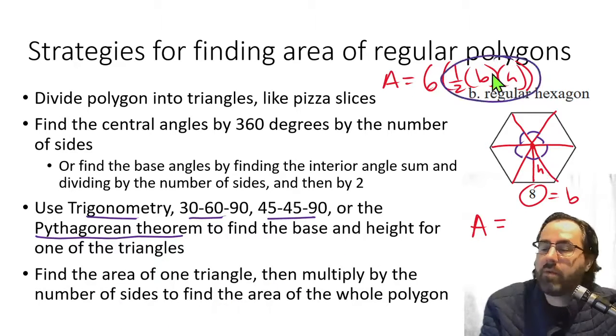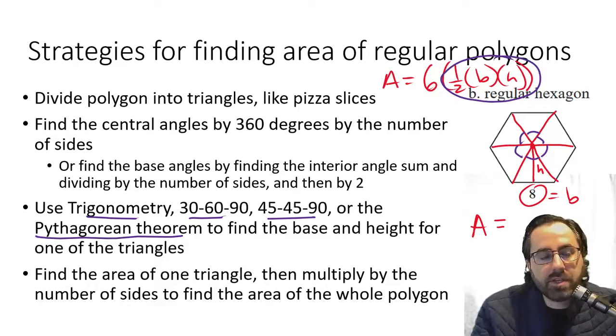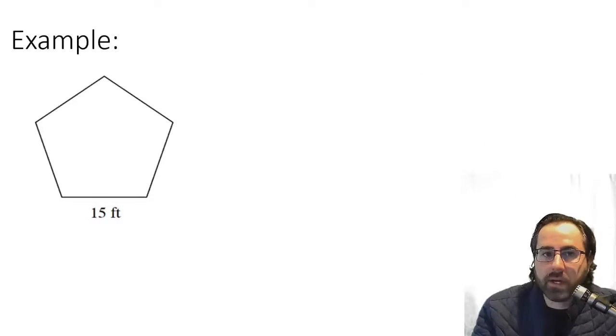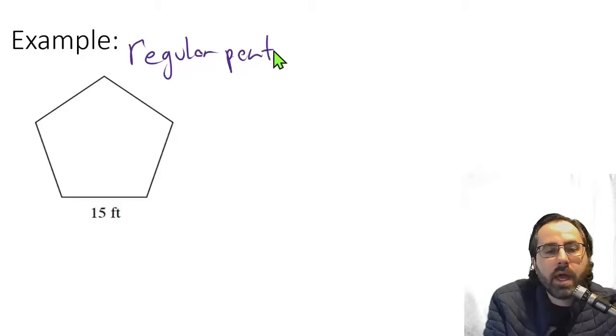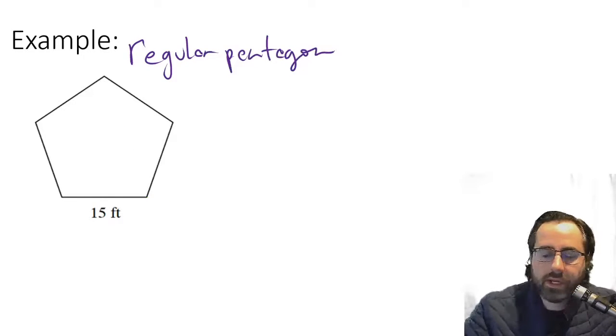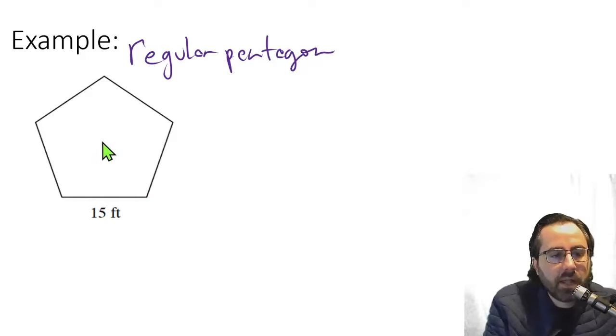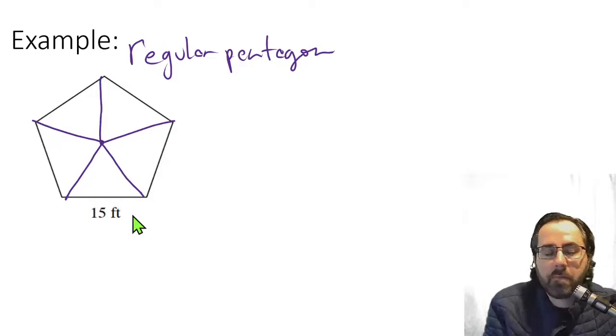This is the area of one triangle times the number of sides. So let's do this right here with this polygon. So this is a regular pentagon. And let's do it. So what we're going to do is slice this polygon into equal triangles. So there we go, just like a pizza.